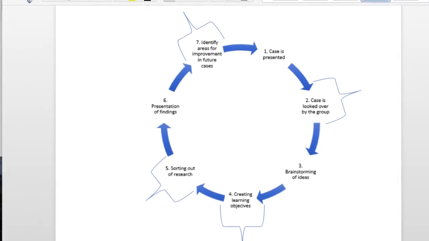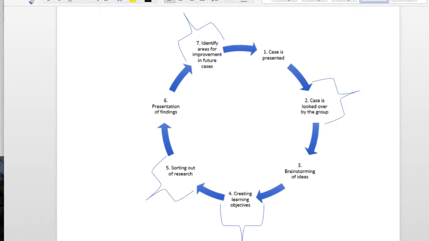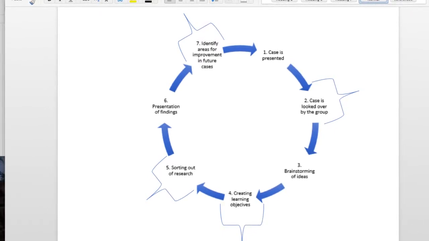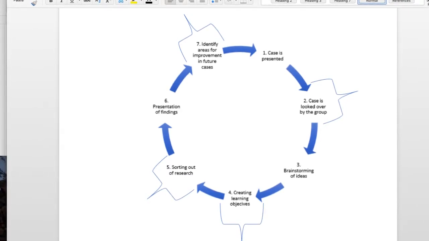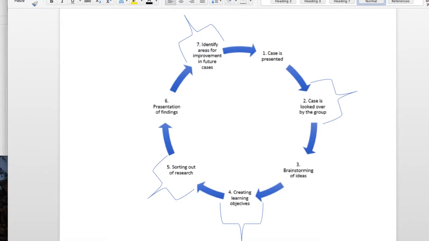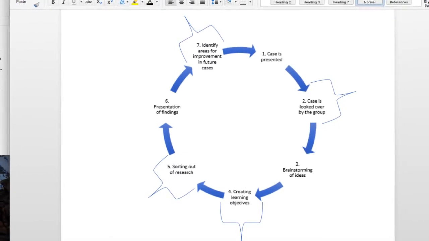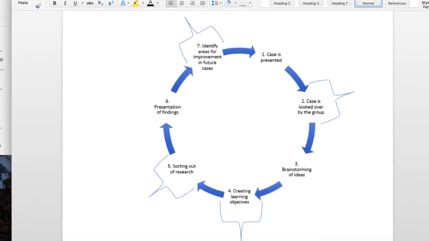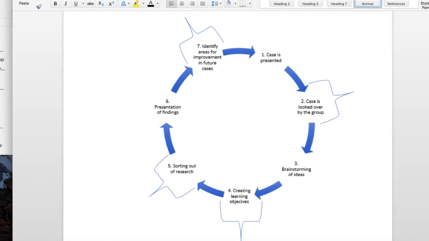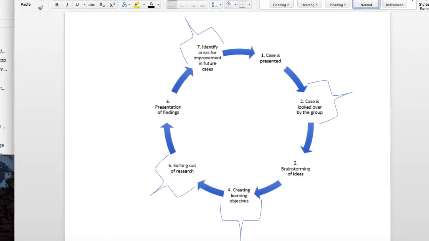The case then is looked over by the group. So the group looks over what are the elements of the case, what needs to be done, what needs to be solved. Then they are going to brainstorm ideas for solutions for whatever this case might be. So it could be a science case where they're looking at the discovery of penicillin and how that happened and how that could have happened sooner, or looking at specific cases of cancer and what can be done to help with that. They're going to brainstorm tons of ideas.